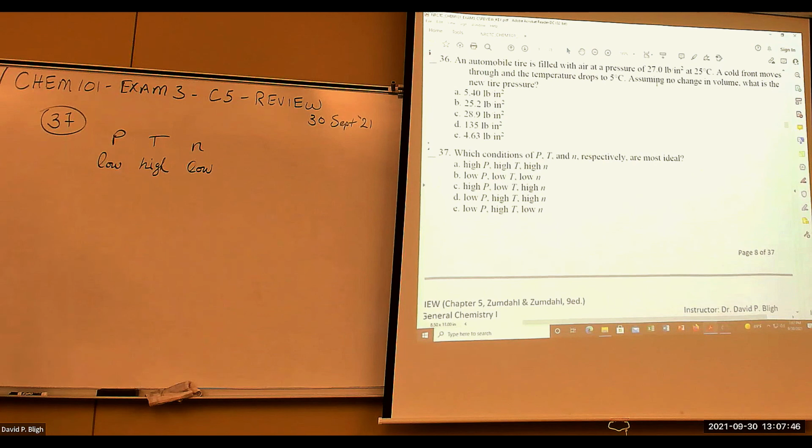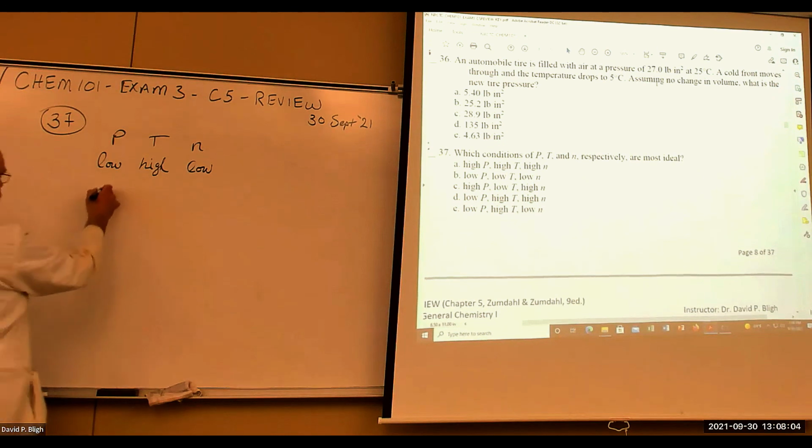So the one that satisfies that is, let's see, low P here, here, here, high T, no, that one doesn't work. That one's okay, that one's okay. Here it is, low moles. Low P, high T, low N. So that's E. E answers that one the best.